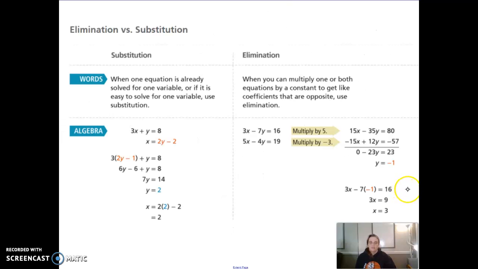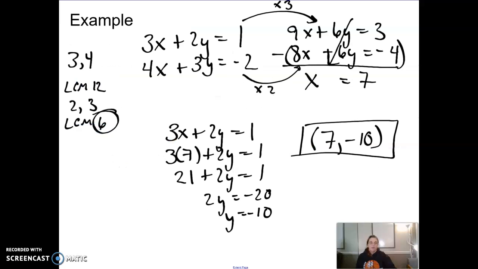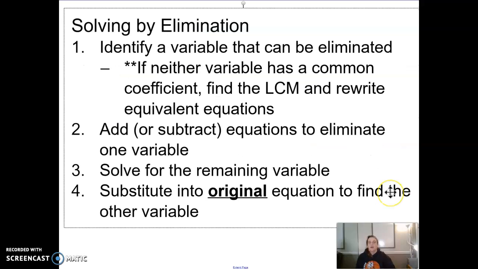Here is the concept summary, just an example of more specifically when you would solve by substitution or when you would solve by elimination. And I'm going to go back one more time and let you stop right here.